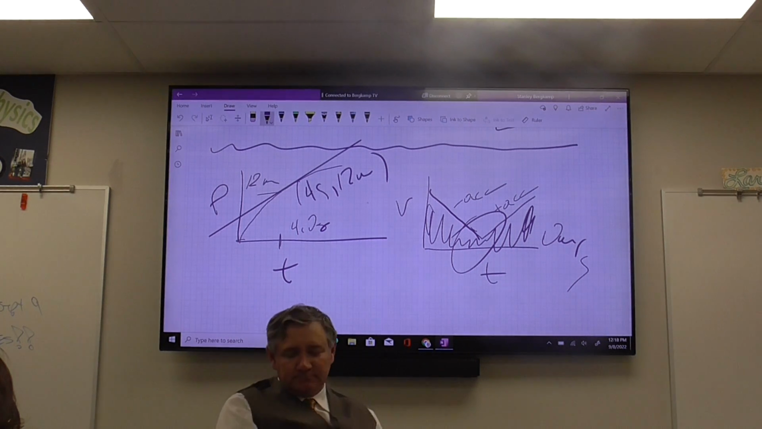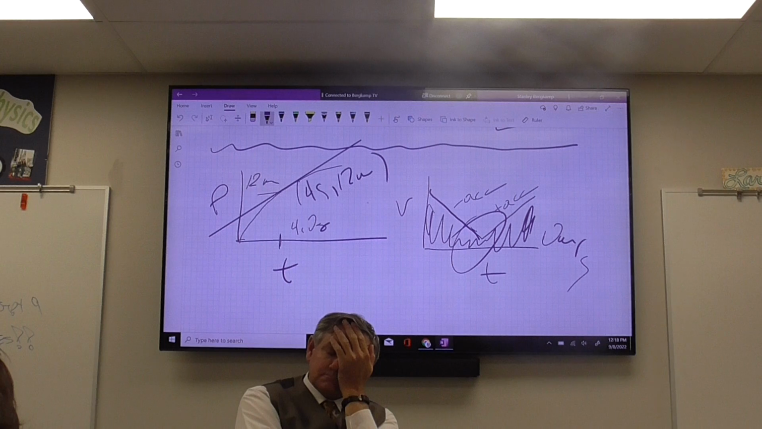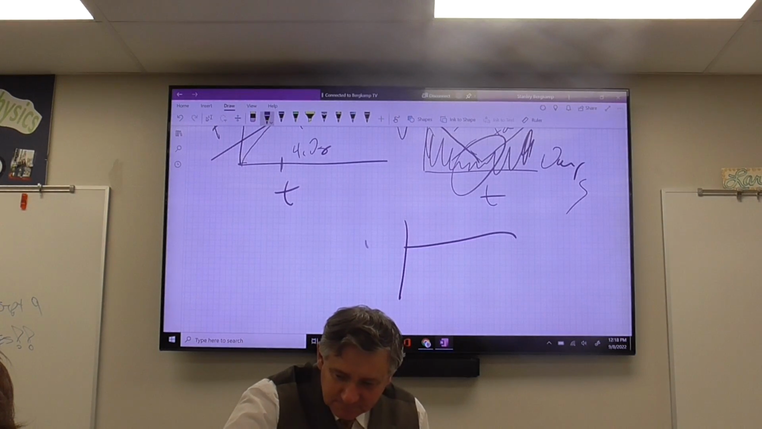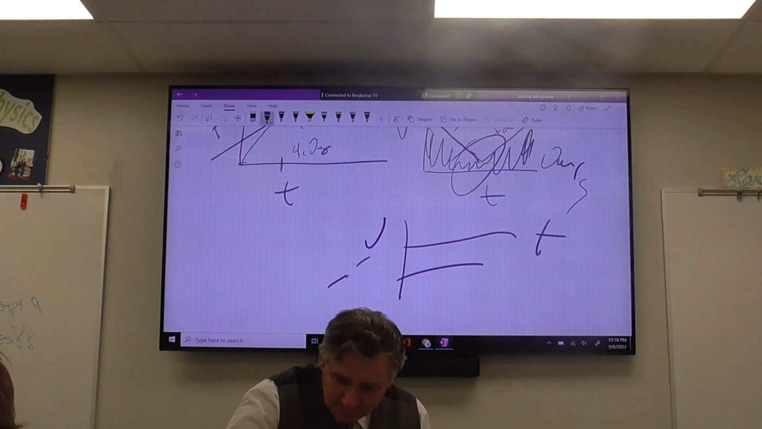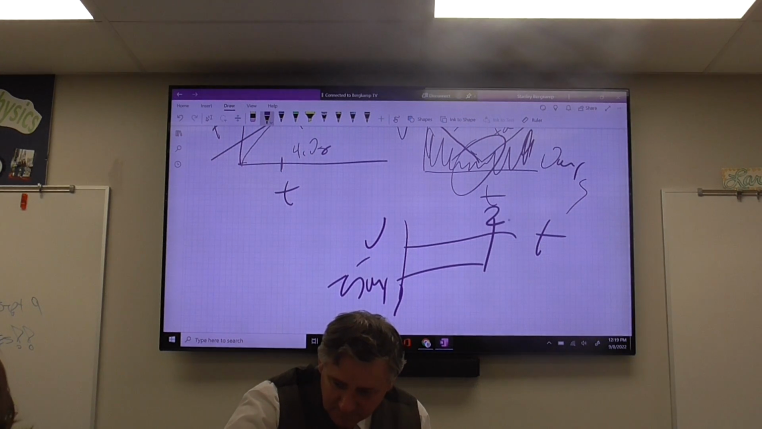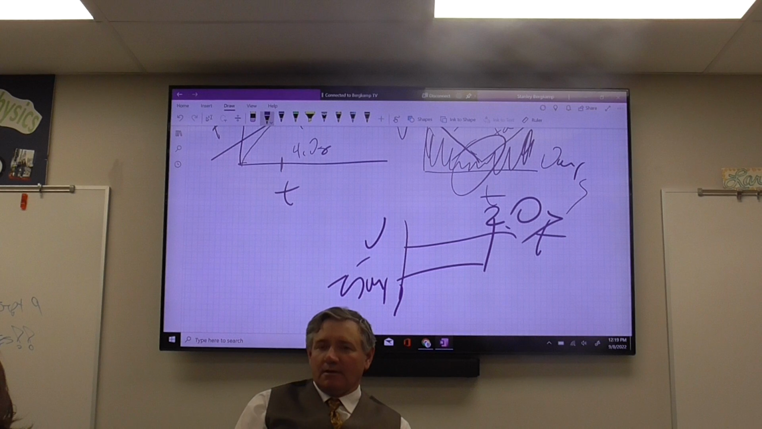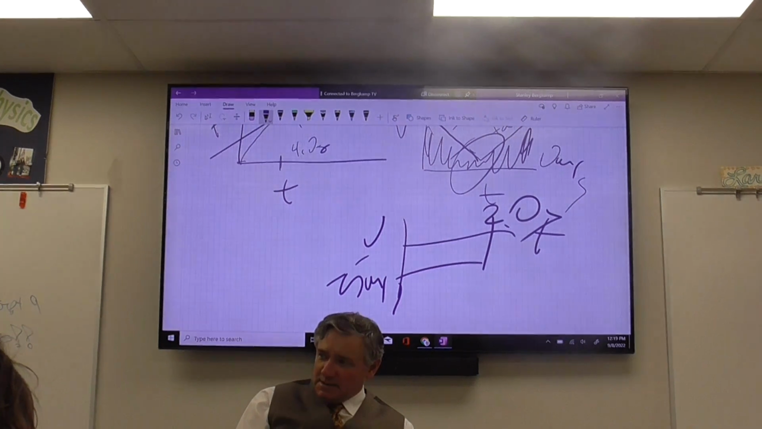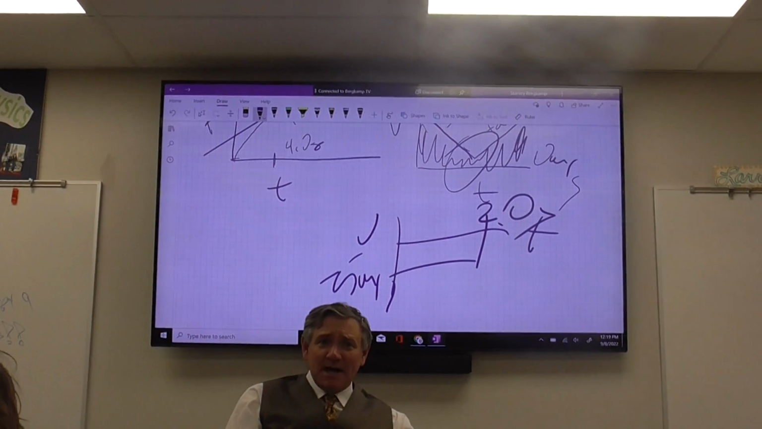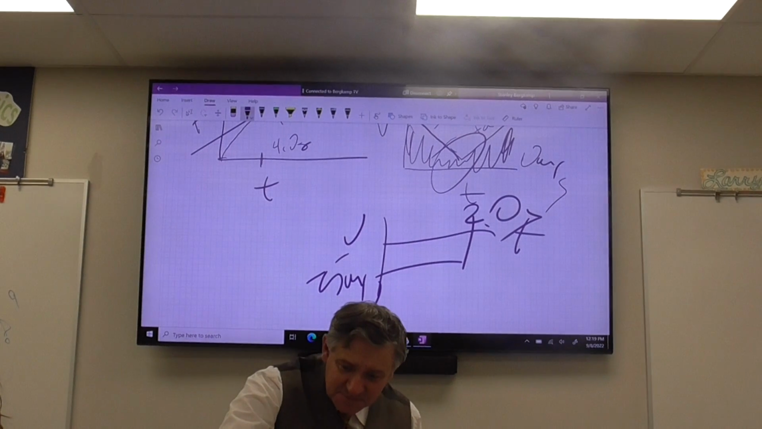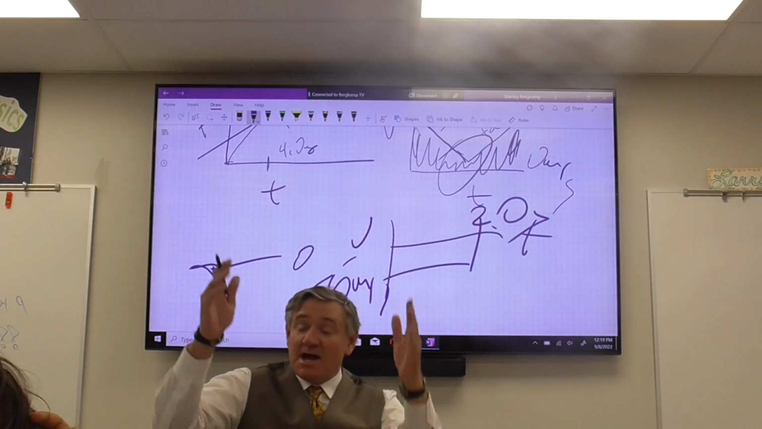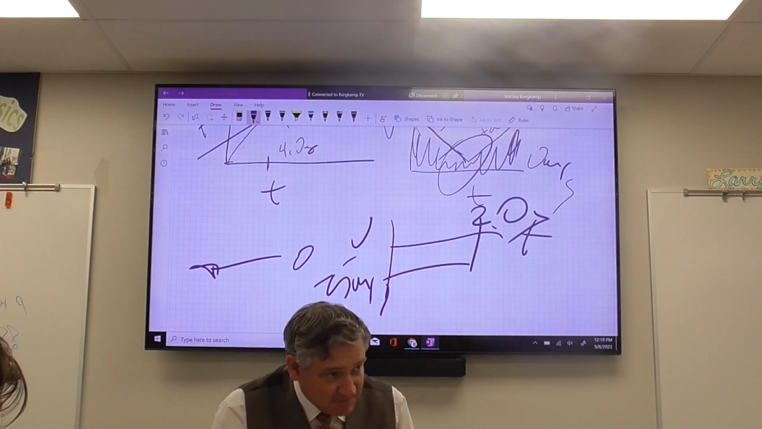Yes. Displacement can be negative. Is displacement a vector quantity? Yes. Look at the cart lab that you all did. You went from 0 to 3. Positive displacement. So there's two ways you can do displacement.